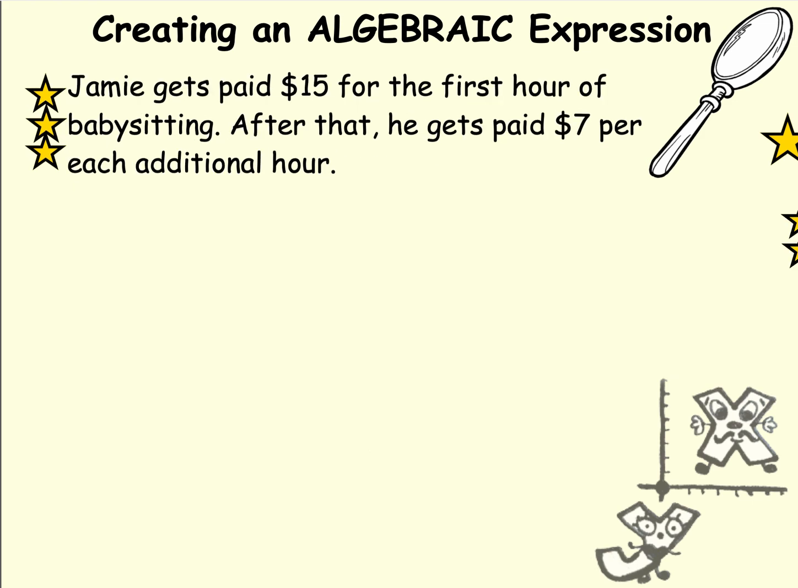Okay, so in this one, let's see what happens with our variable here. Jamie gets paid $15 for the first hour of babysitting. After that, he gets paid $7 per hour. And we're going to find an algebraic expression that helps us figure out how much Jamie gets paid for a night of babysitting.